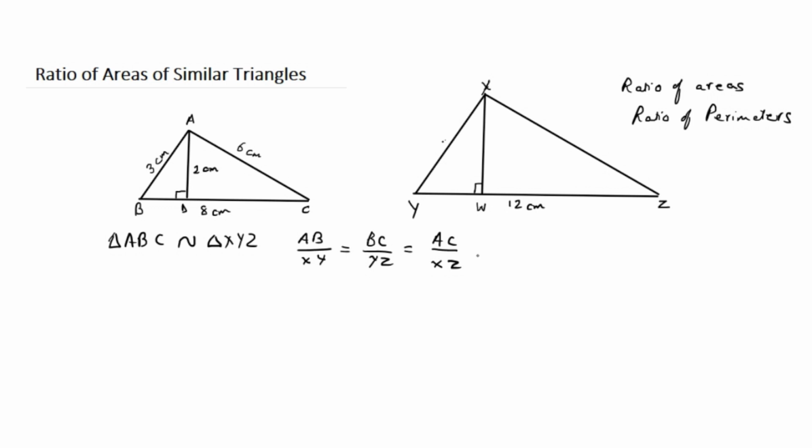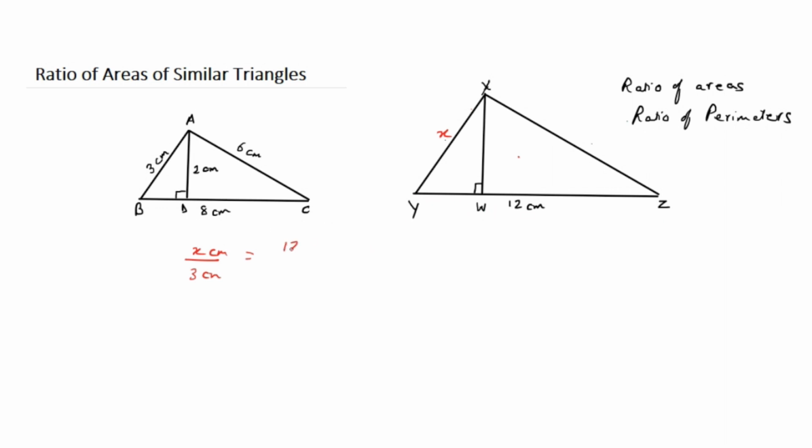So let me take XY as X centimeters since we don't know what that side is. But we know that X centimeter, which is the side of the larger triangle, over 3 centimeter, which is the corresponding side of the smaller triangle, should be equal to the base of the larger triangle, which is 12 centimeter, over the base of the smaller triangle, which is 8 centimeter.